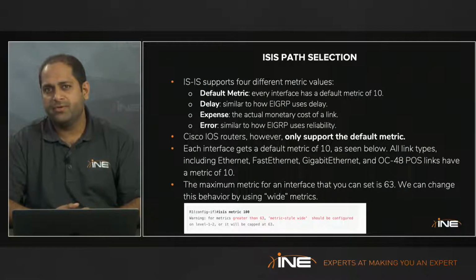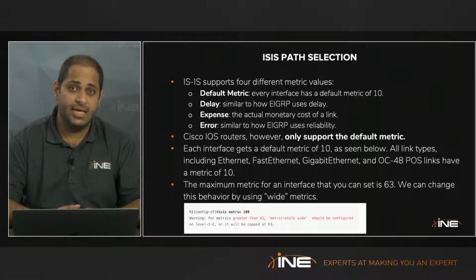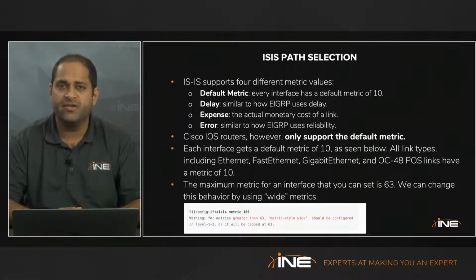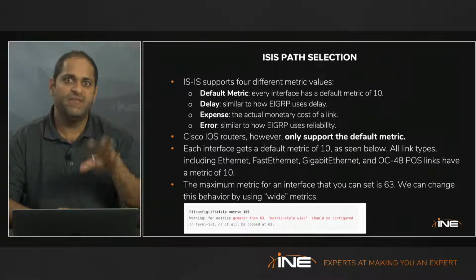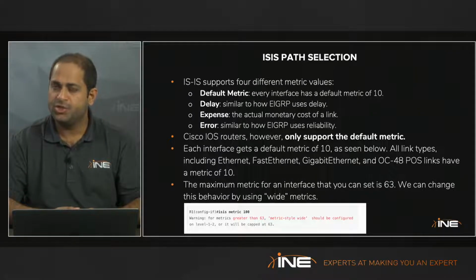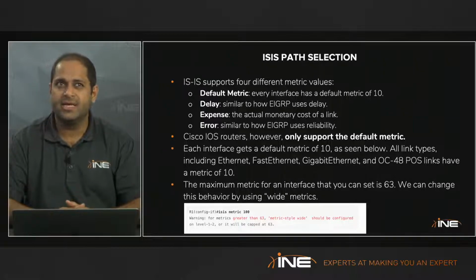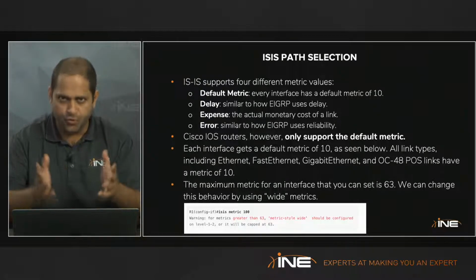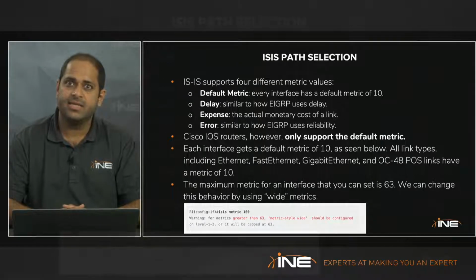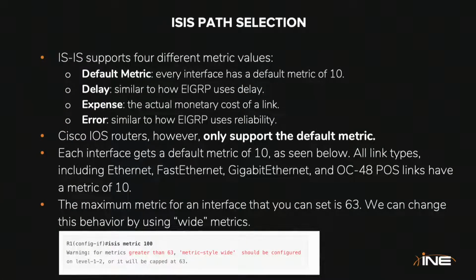The maximum metric that you can define for ISIS is 63. So I could go to an interface and change the metric from the default 10 to 63. But you can change this behavior by changing the metric style to wide. So if I go to a router and give the metric as 100, you would see an error saying that metric cannot be greater than 63 because metric style wide is not configured. Depending on whether it's IOS XE or IOS XR, the default is metric style wide, depending on the type of router.